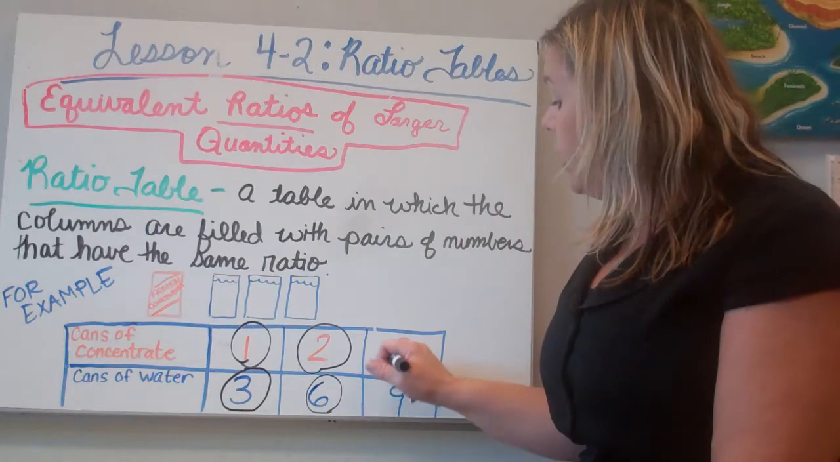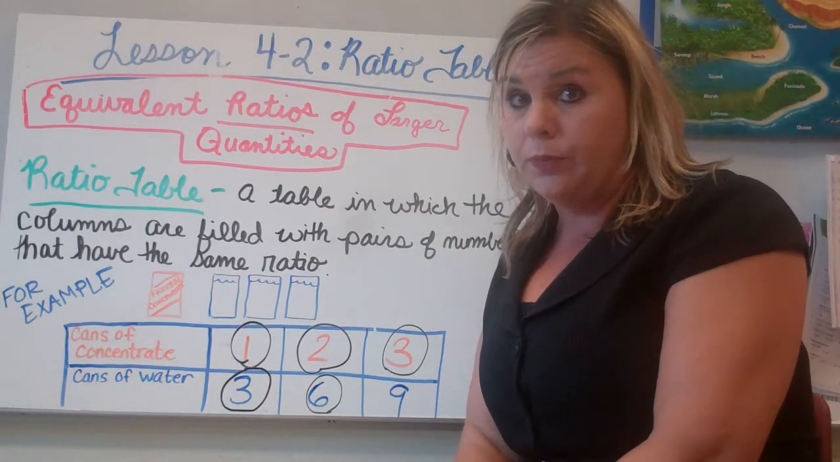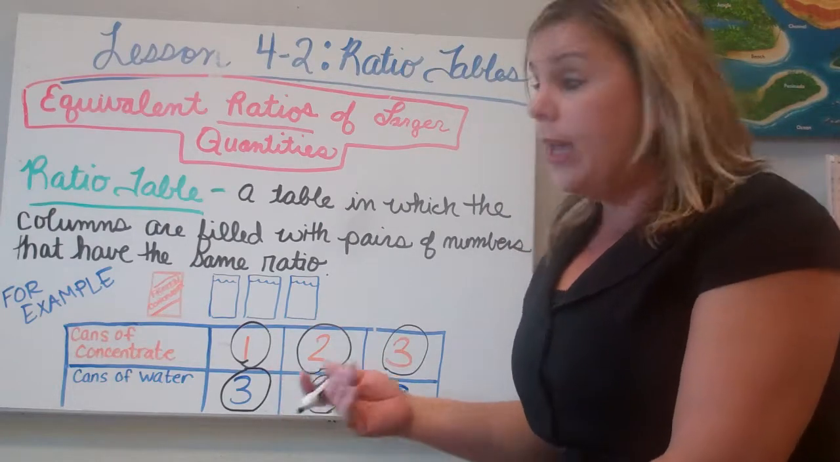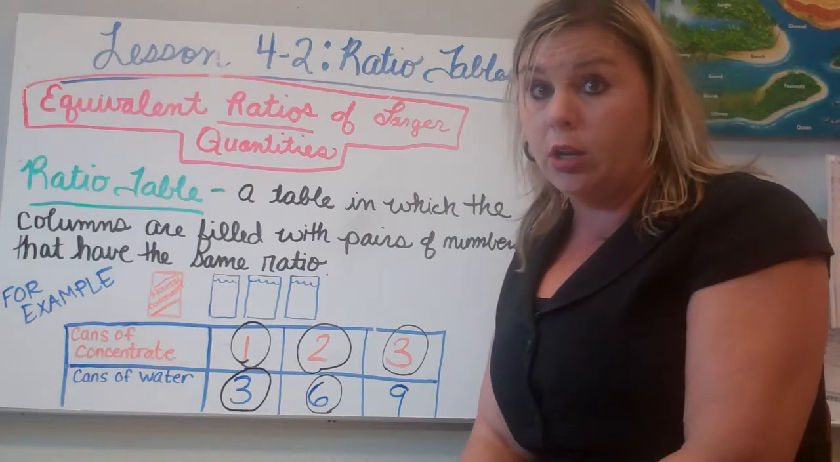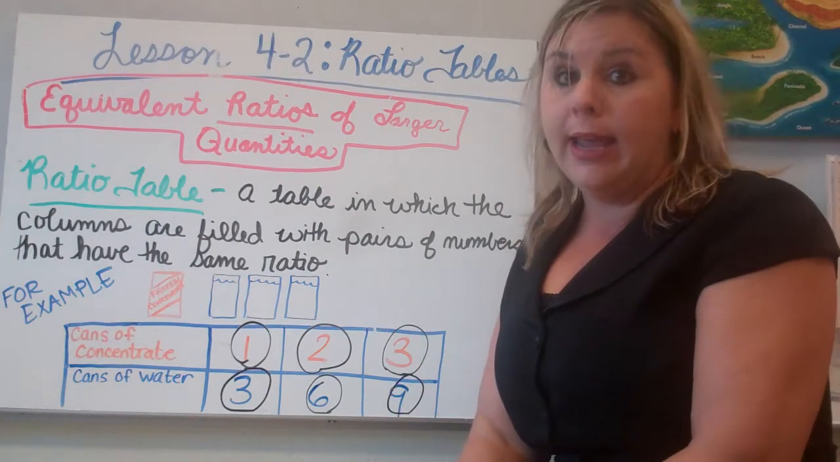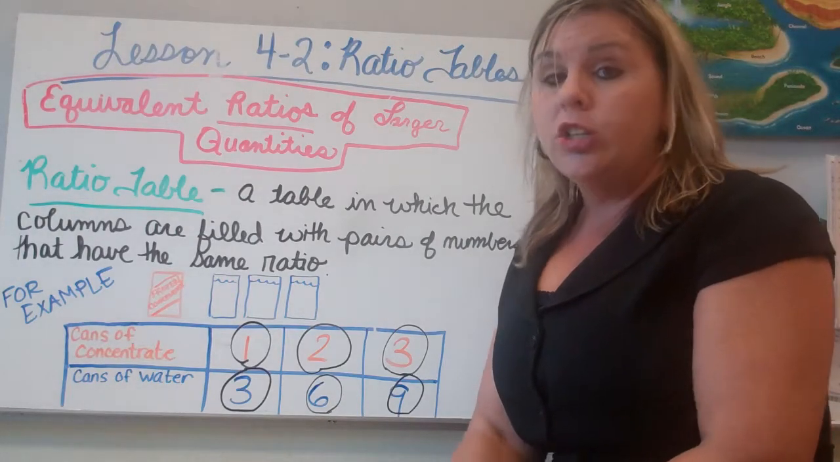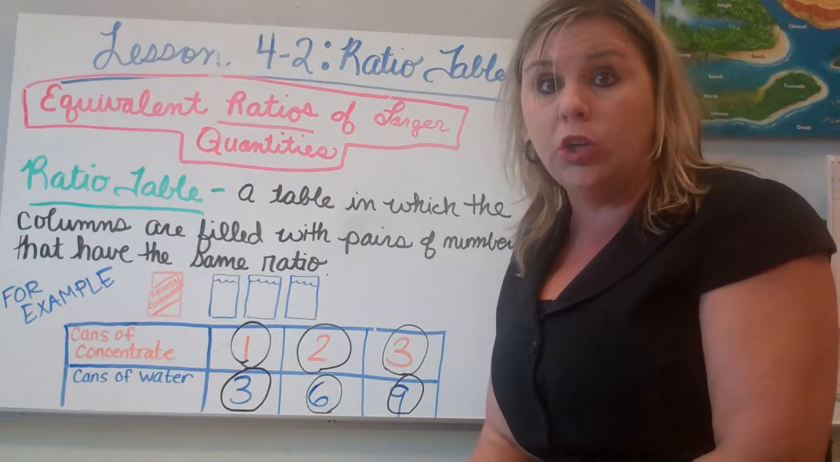And then if we decide to invite even more people over and we make even more orange juice, we're going to use 3 cans of concentrate, but then for 3 cans of concentrate, we will need 9 cans of cold water. So this is just a little example of how ratio tables are actually used.